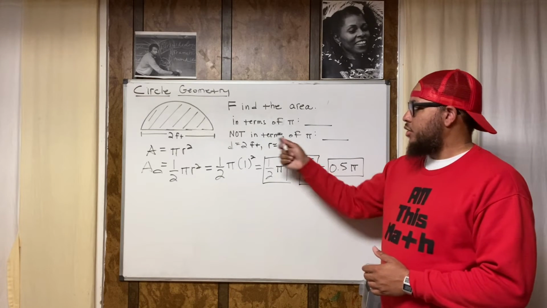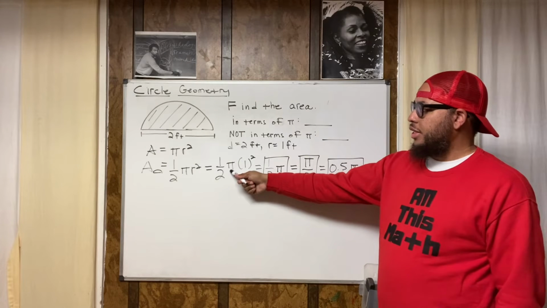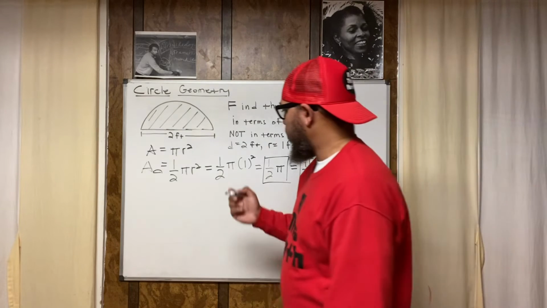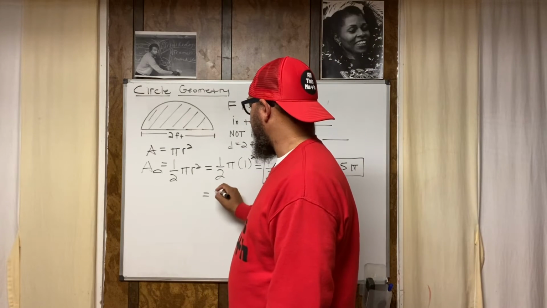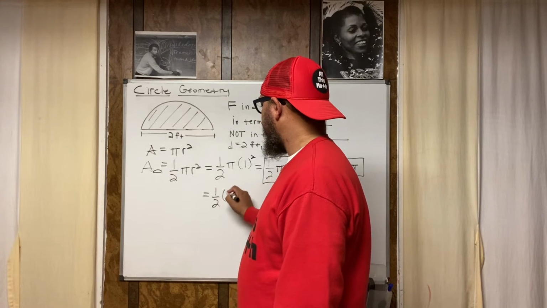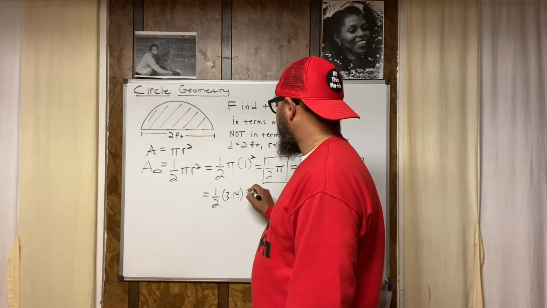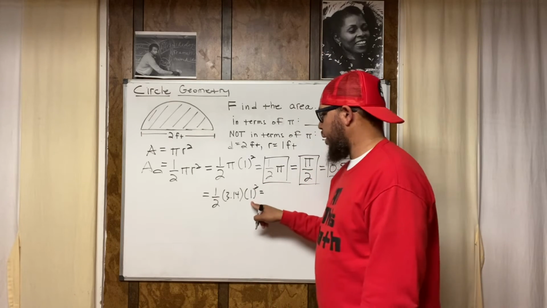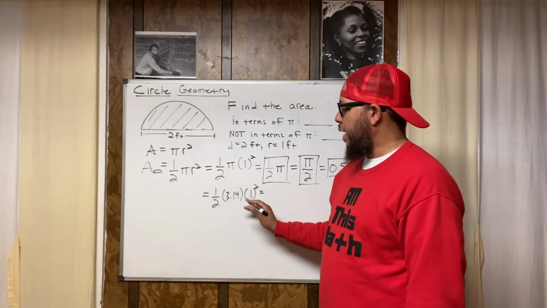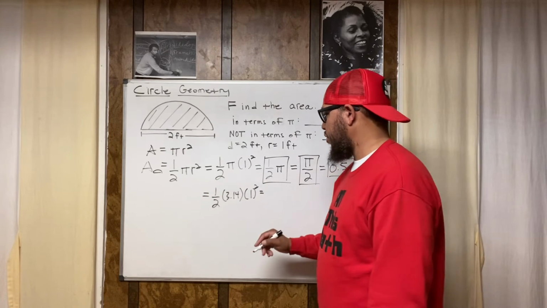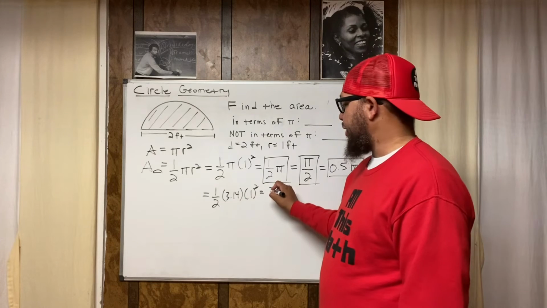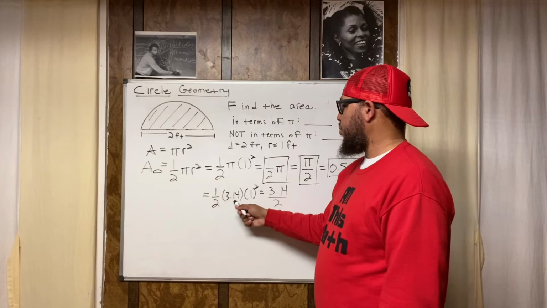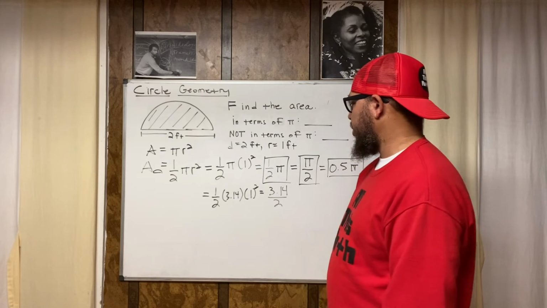All right, now, not in terms of pi, meaning in this step right here, I would have converted this to 3.14, okay? So let's do that. So let's say I got 1/2 times 3.14 times 1 squared. So 1 squared is still 1, and then 1 times 3.14, and then 3.14 times 1/2, which is like saying 3.14 divided by 2. Notice, 1/2 times 3.14 is the same as 3.14 divided by 2.